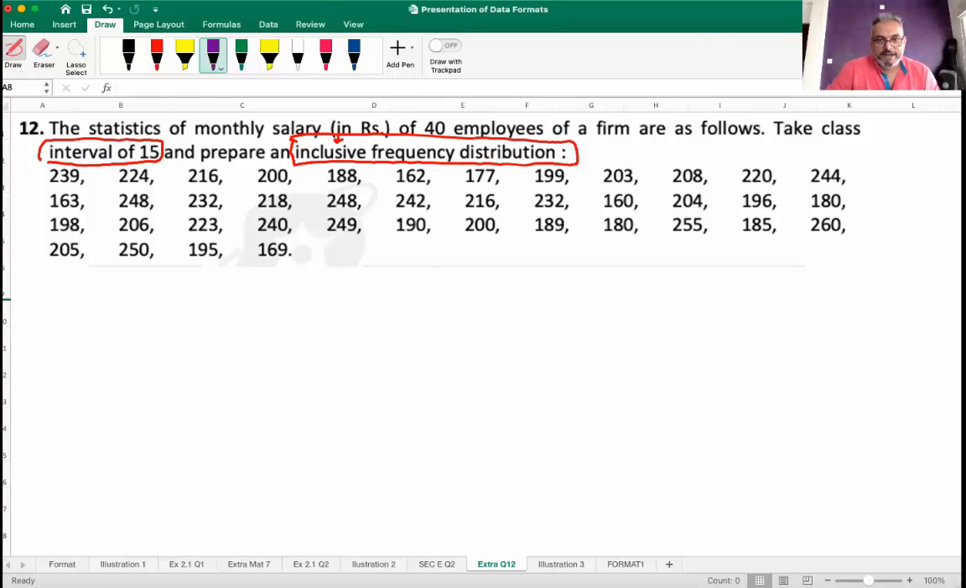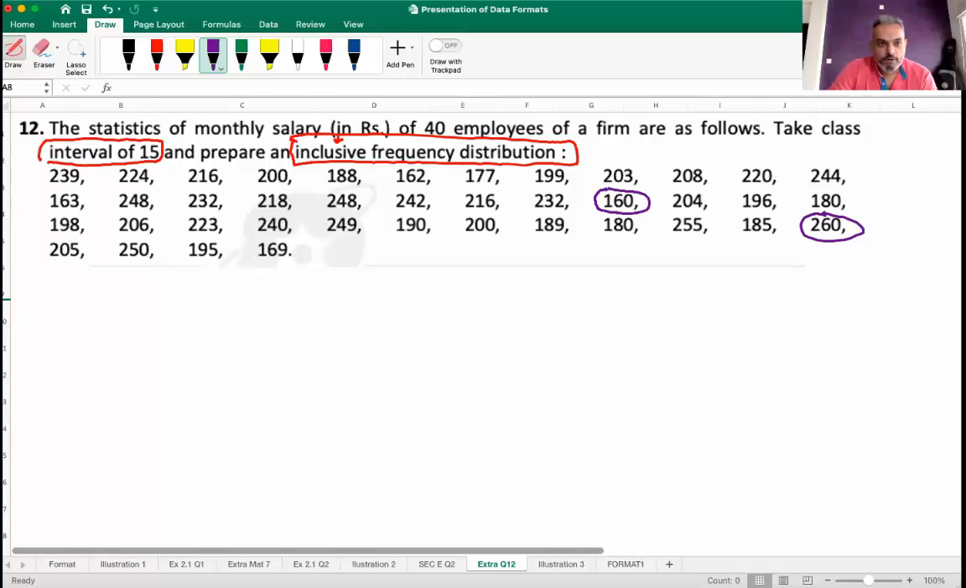So what is the minimum? Can you tell me over here? Sir, 160. 160 is minimum. What is maximum? Sir, 260. 260 is the maximum. Okay, great. So now please make the first two classes for me. It is an inclusive frequency distribution.